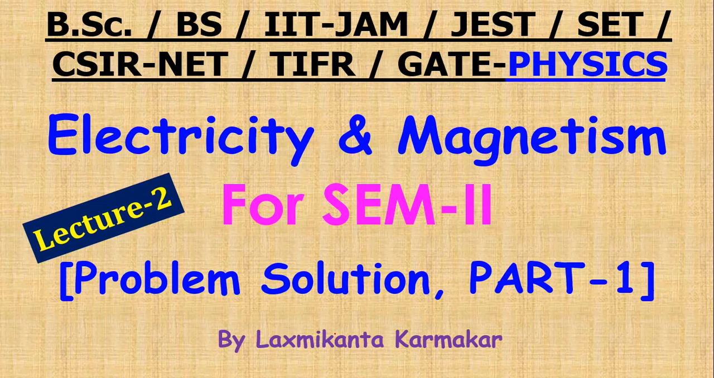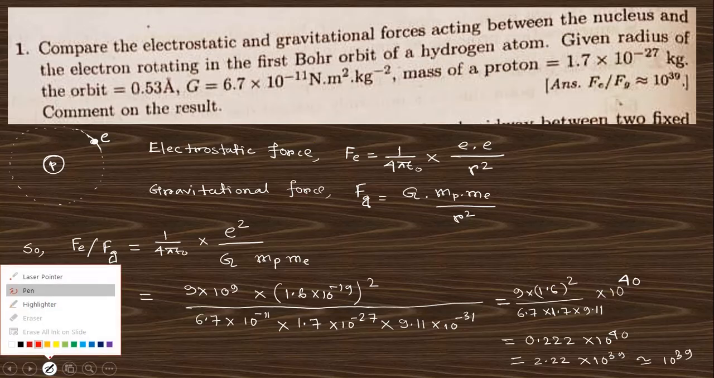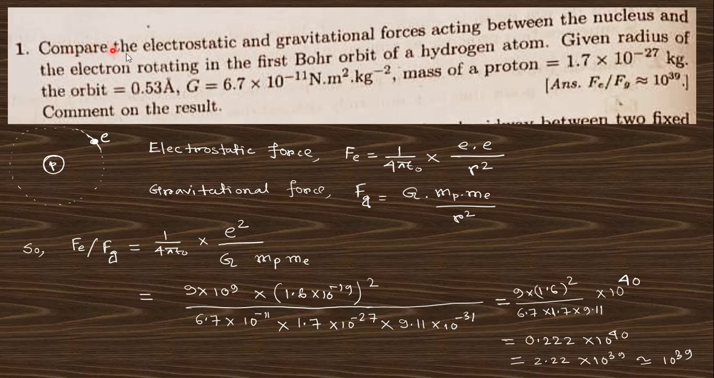In this video we want to discuss the 10 questions which were in exercise 1 of Electricity and Magnetism written by Vasudev Ghosh. Okay, so let's start with the question. The first question says: compare the electrostatic and gravitational force acting between the nucleus and the electron rotating in the first Bohr orbit of a hydrogen atom.